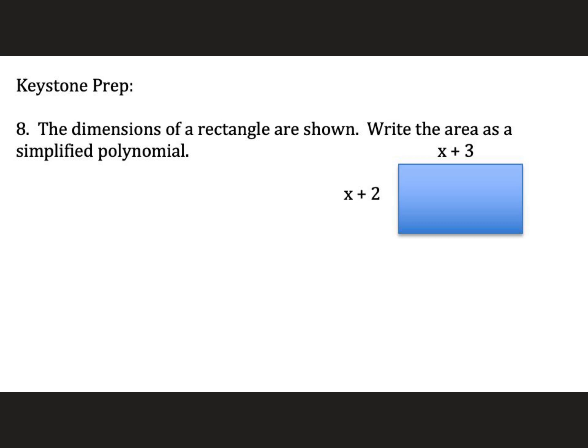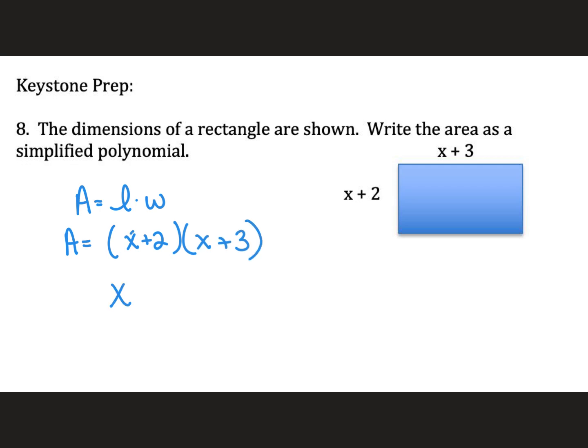Okay, here's a quick application. It says the dimensions of a rectangle are shown. Write the area as a simplified polynomial. And I hope that you know that area of a rectangle is length times width. So all you are going to do is multiply x plus 2 times x plus 3.